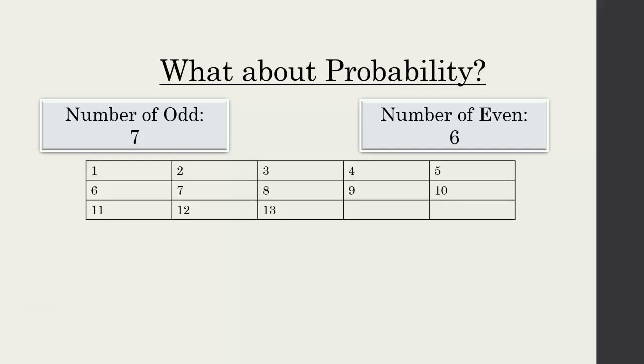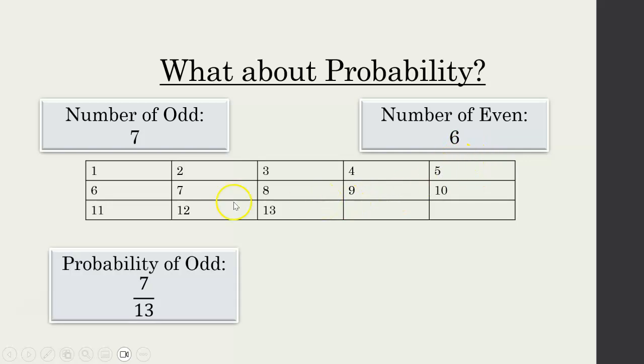That was just more of an intuition thing. But what if we wanted to look at the maths behind it? What about the probability? When we say probability, we're looking for an actual number. As I said, 1, 2, 3, 4, 5, 6, 7, 8, 9, all the way up to 13. There's 7 odd numbers and 6 even numbers. So if we ask the question, what is the probability of odd? I would say 7 out of 13, and we write it as 7 over 13, or 7/13.